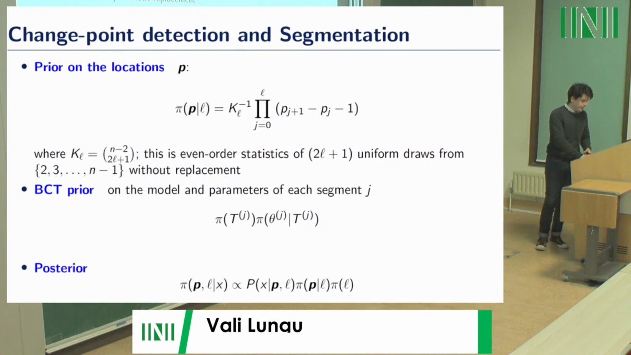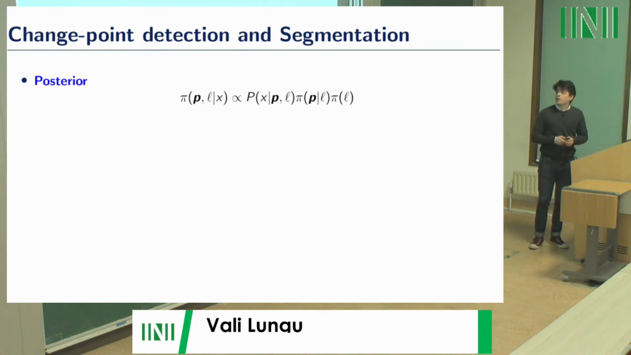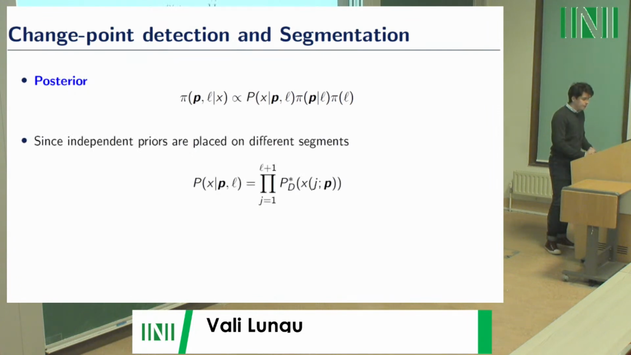And then, as expected, because each segment is modeled as a VMMC, we place the BCT priors that I just described. Using Bayes rule, you can show that the posterior is proportional to those three terms here, where the first is the prior predictive likelihood of the entire sequence, times the two priors that I just described. The nice thing about this approach is that, because we placed independent priors on the different segments, you can show that this quantity here is just the product of the PDs of the segments. And as you remember, we could calculate the PDs exactly using the CTW algorithm.